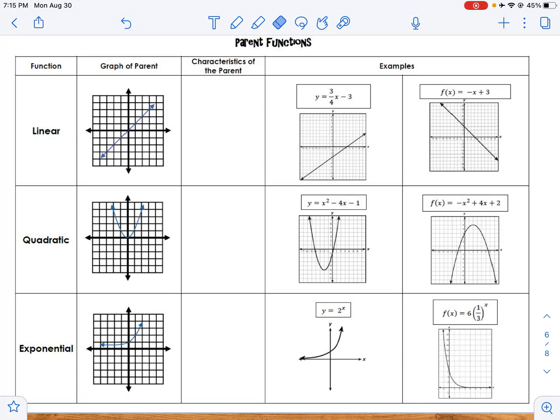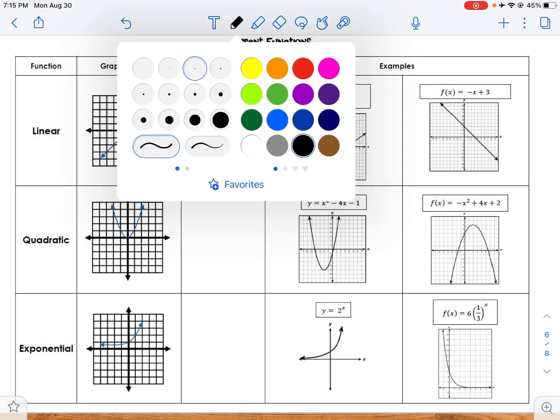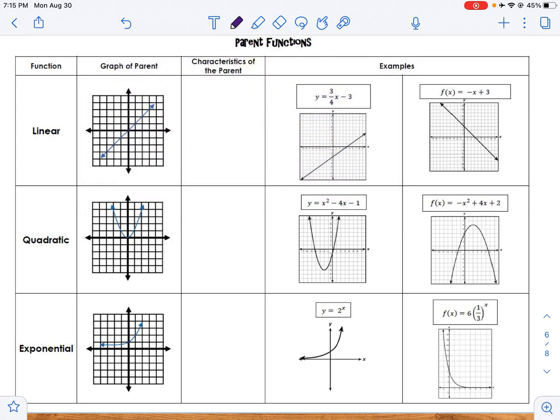So we have three parent functions that we're going to be focusing on in Algebra 1. The first parent function is the linear parent function, and it has a parent equation of y equals x.